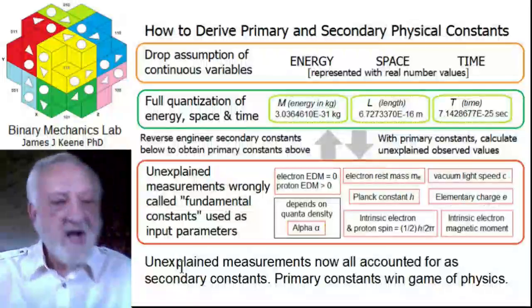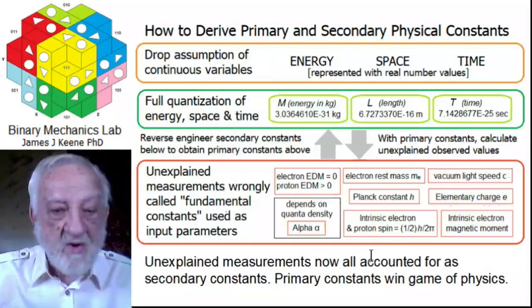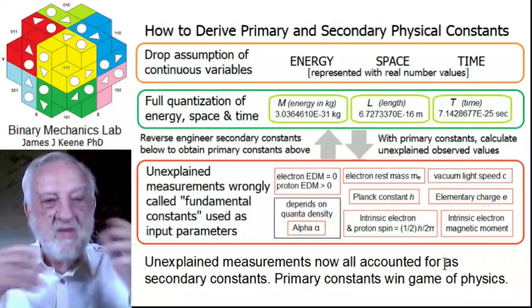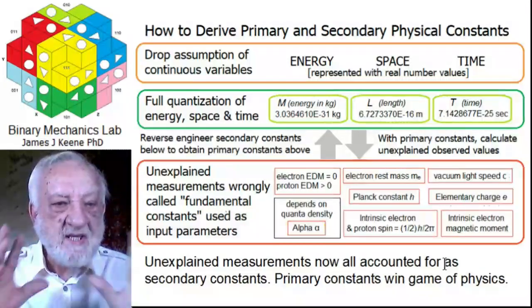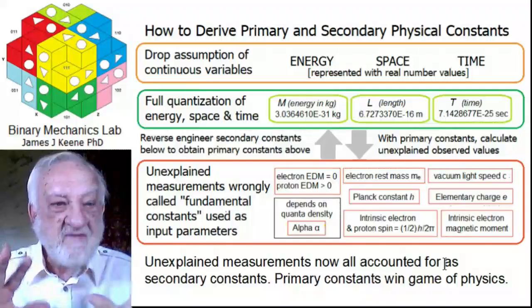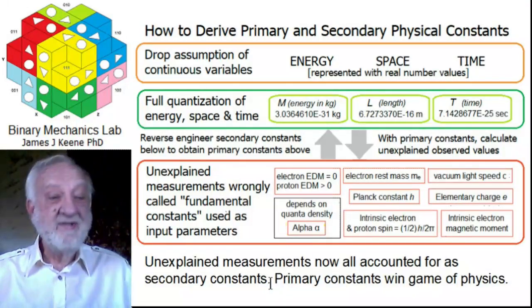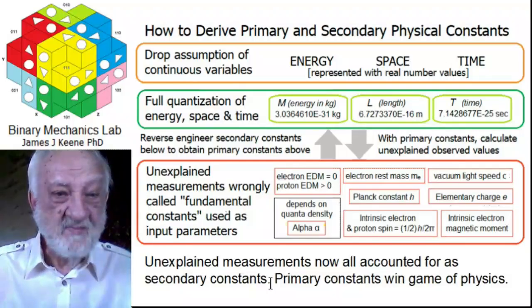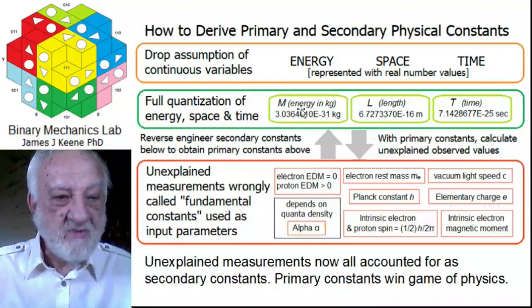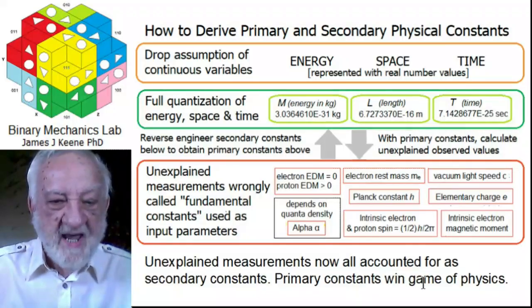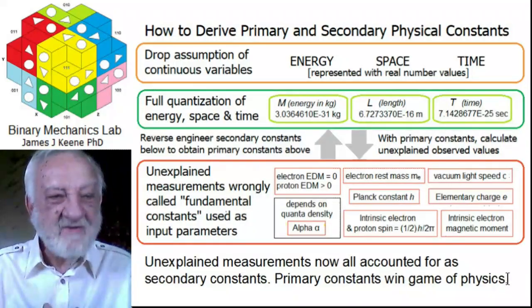So finally, unexplained measurements are now all accounted for. We've done a great job. We have beat the big boss in the game of deriving primary and secondary constants. The basic result is that the primary constants of binary mechanics, shown in the green full quantization area here of our open world, have won the game of physics. Have a great day, you all.